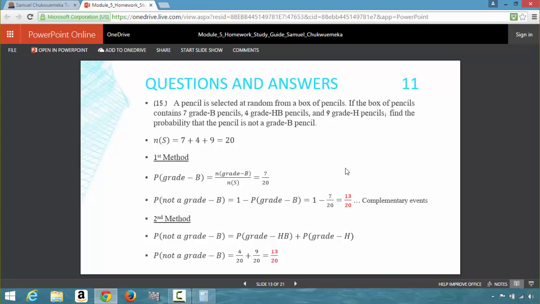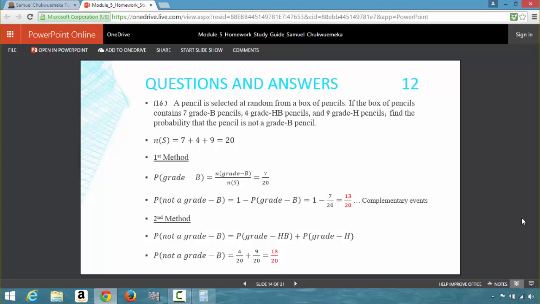You can also use the second method. If you don't want grade B pencils, then that means you can get grade HB pencils or grade H pencils. So 4 plus 9 is 13. You can just do it as 13 over 20. Any of the methods will work. Okay.